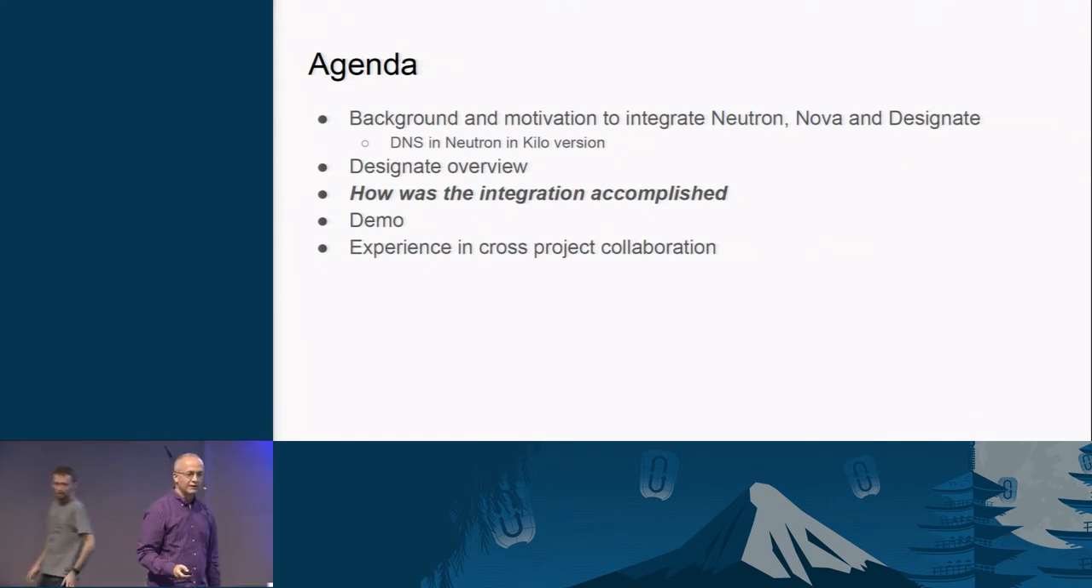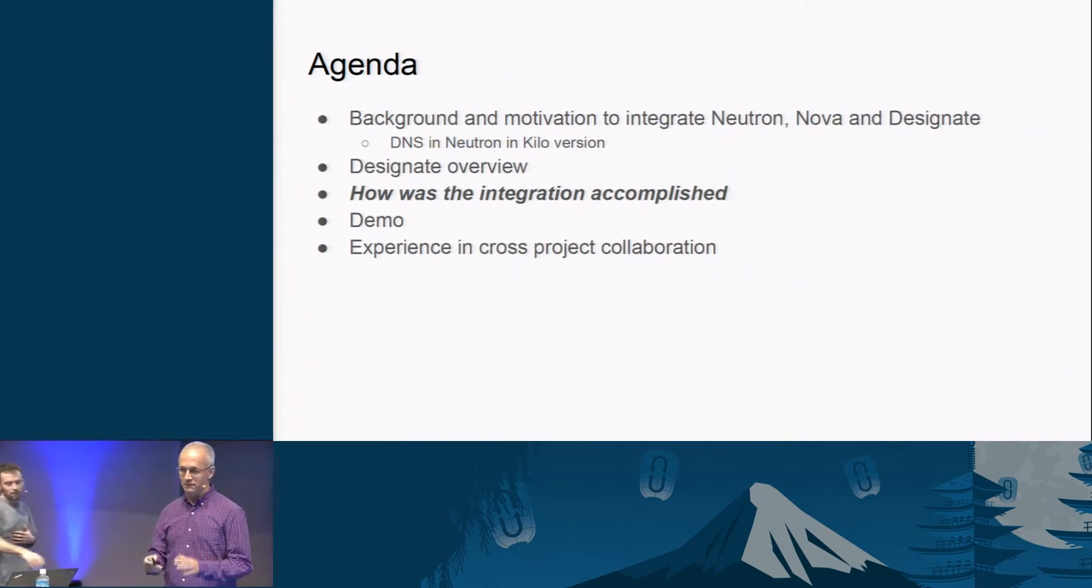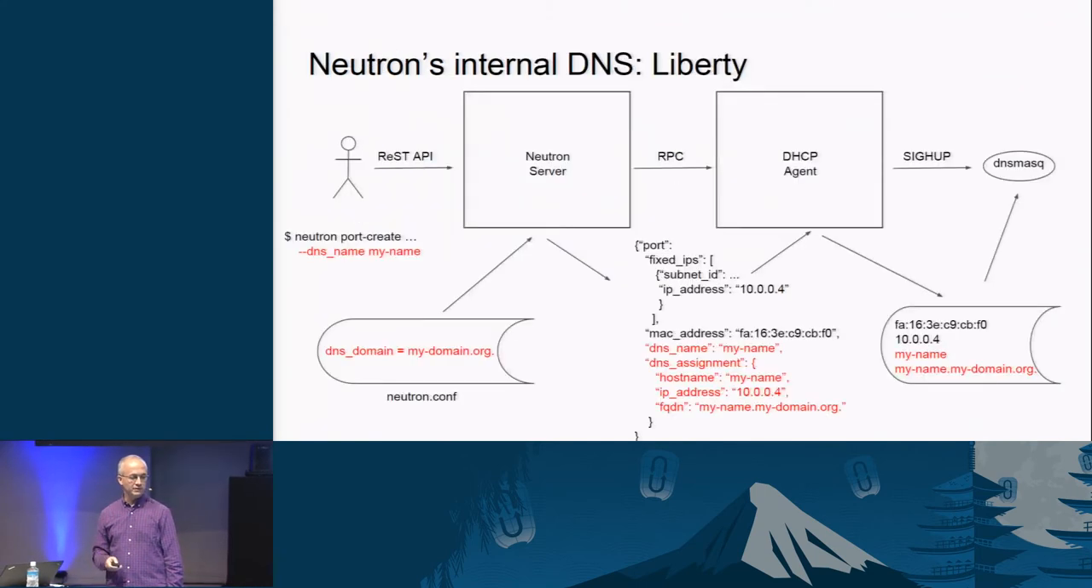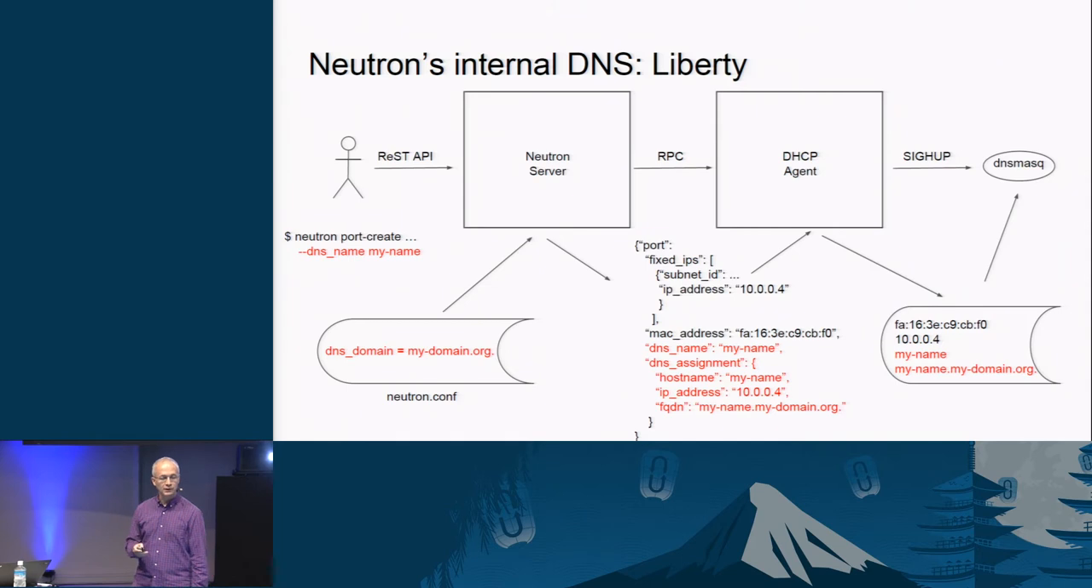Thank you so much. So now we are going to review how we integrated the different components here. Essentially, we took two major steps. The first step was to fix the internal DNS anomalies that we already explained. What we did is we moved the generation of the DNS assignment from the DHCP agent to the Neutron server. Now the Neutron server generates that.